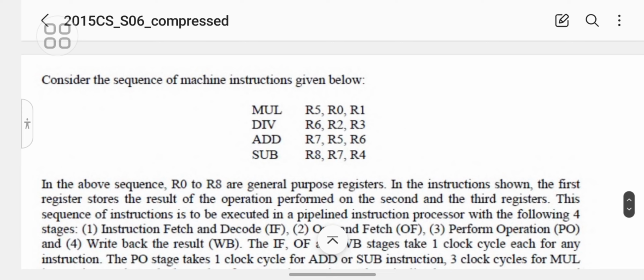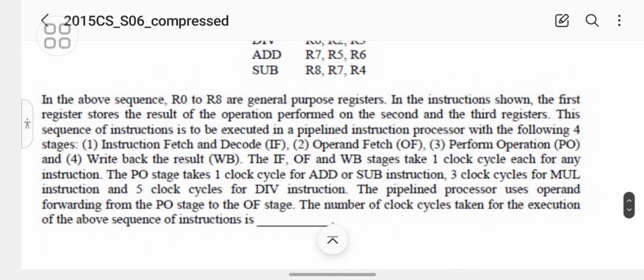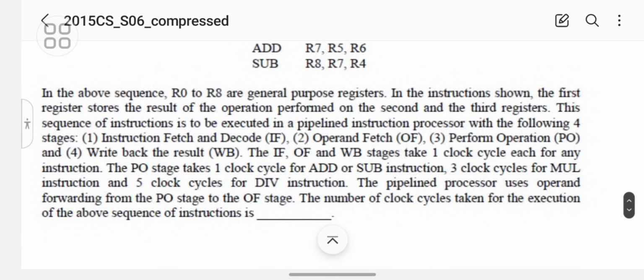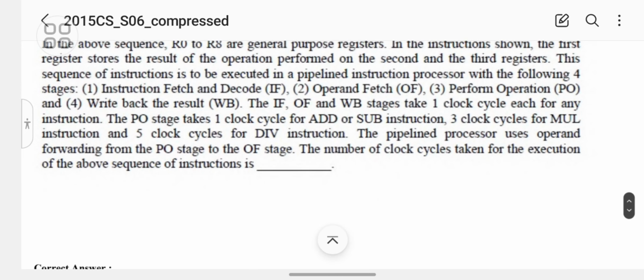Next, consider the sequence of machine instructions given below: multiply, divide, add, subtract. In the above sequence, R0 to R8 are general purpose registers. In the instructions shown, the first register stores the result of the operation performed on the second and the third register. This sequence of instructions is to be executed in a pipelined instruction processor with the following four stages.